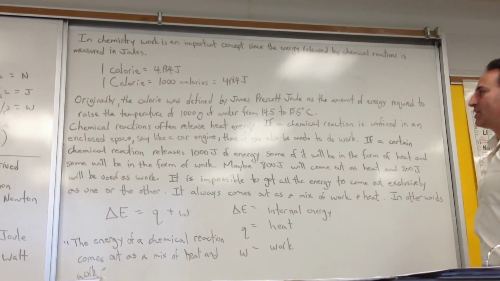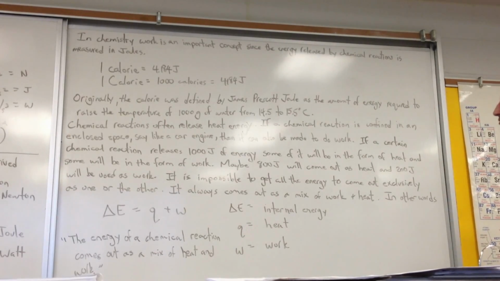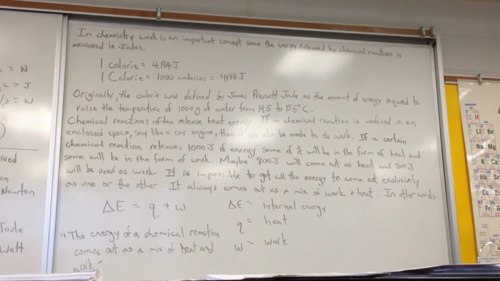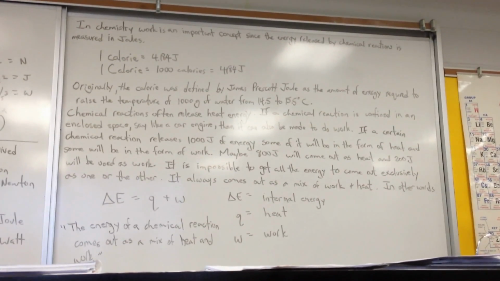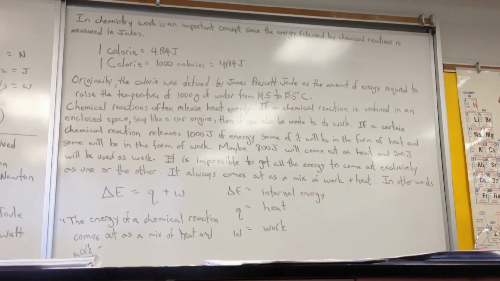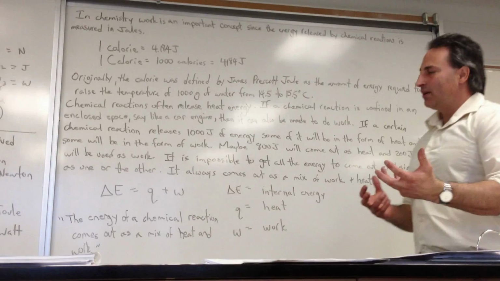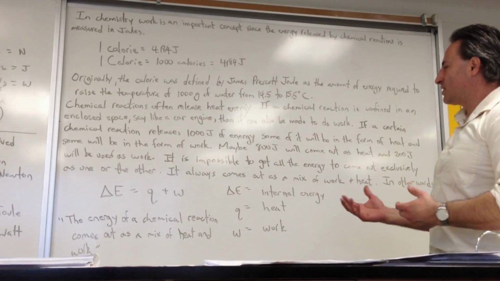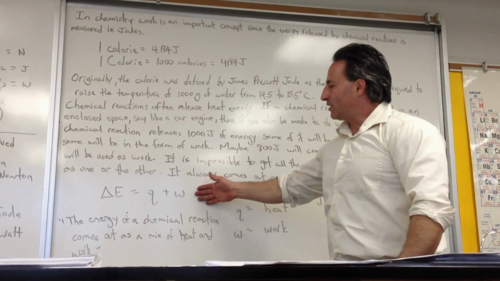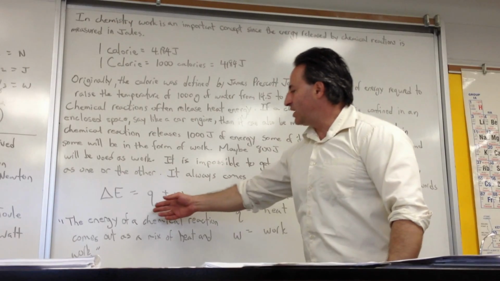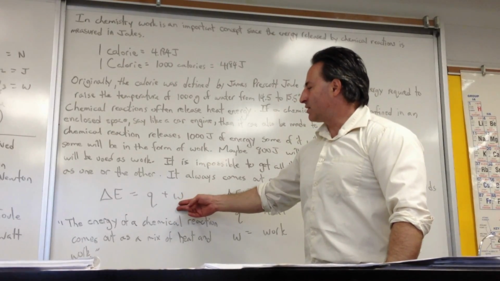Chemical reactions often release heat energy, and what I want you to come away from this lesson with is the notion that the energy that is contained within chemicals releases energy, but that energy comes out in the form of heat and in the ability to do work. And this is how we show that. That energy is a mixture of heat and the capacity to do work.